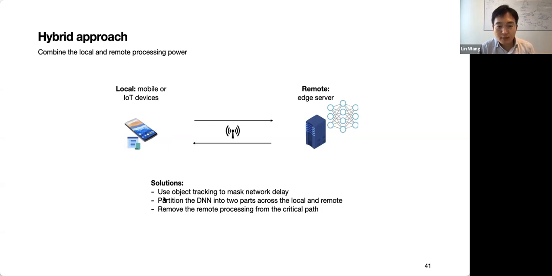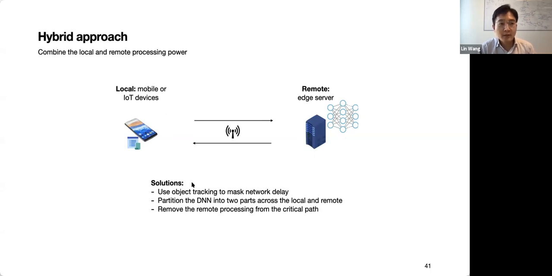And the second solution here is to partition the deep neural network into two parts across the local and the remote. So basically we have the complete deep neural network, but then we split it in the middle and then put part of it on the mobile device and then another part on the server.